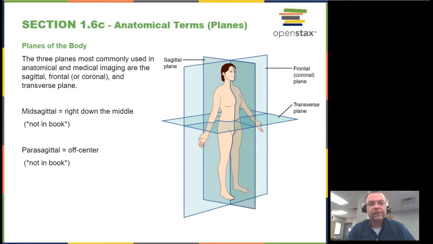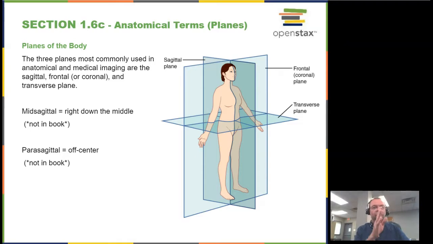Section 1.6c, anatomical terms, specifically planes. So when we look at the human being, we can look at them in 3 dimensions. So y, x, and z, however you want to name them. Well, in anatomy, we actually name them very specifically.